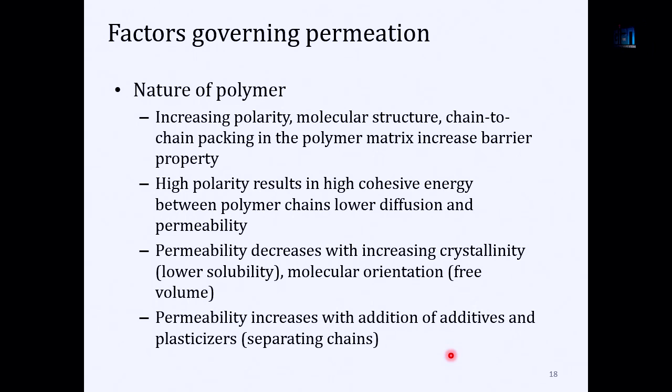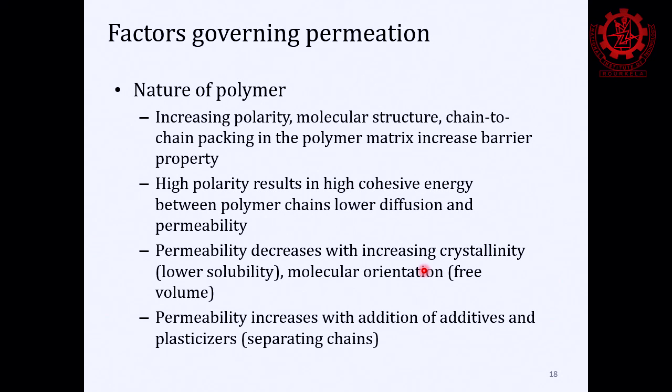The other factor which governs the permeation, as we said, is the nature of the polymer. For example, the polarity, molecular structure, and chain-to-chain packing can influence the barrier properties. Polarity can result in cohesive energy differences, and that can also affect the diffusion and permeation. Crystallinity of the polymer and the molecular orientation of the polymer can also influence the permeability.